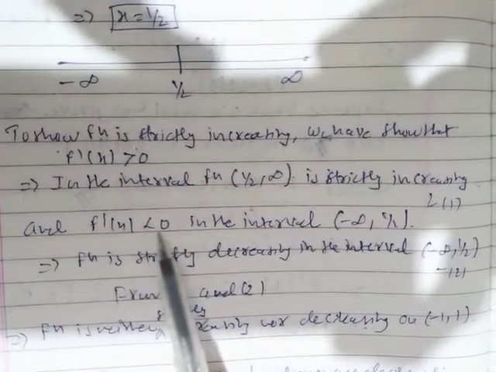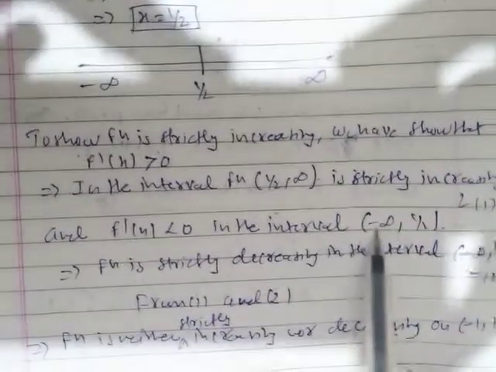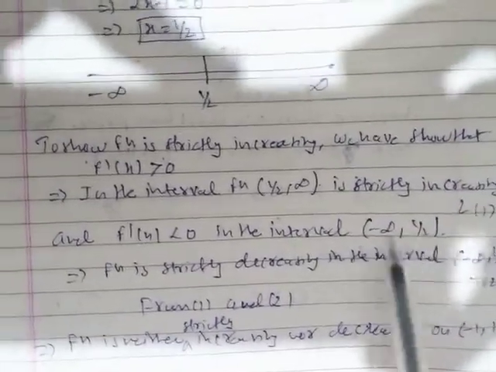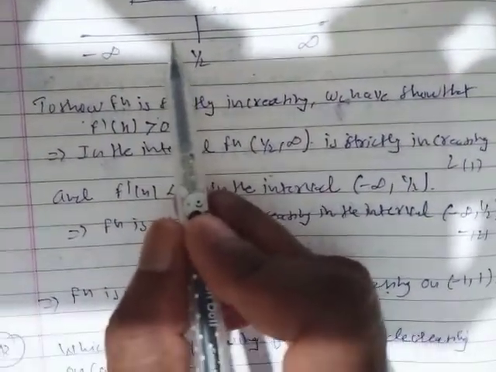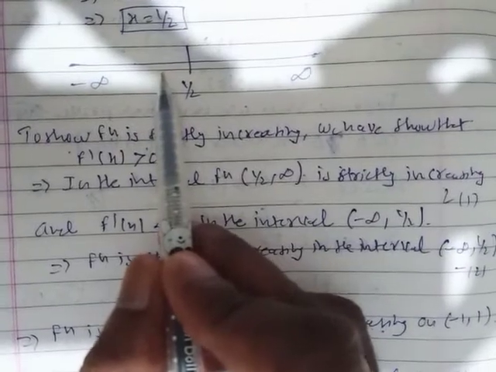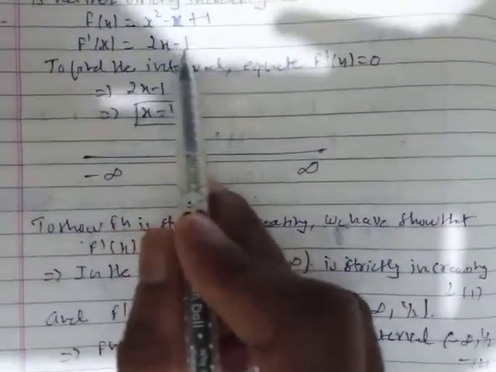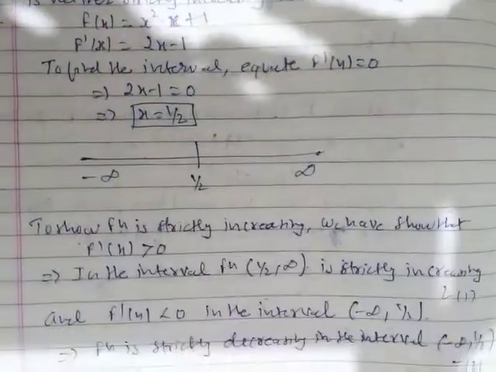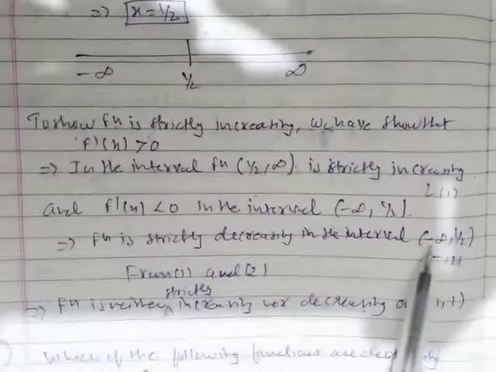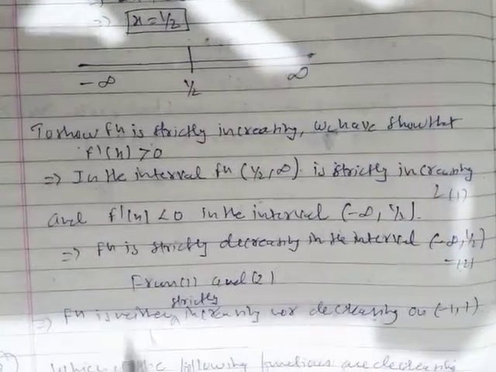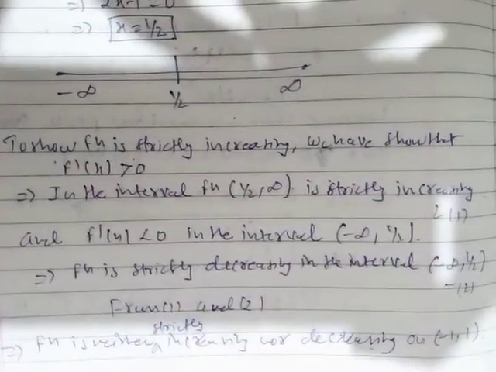And f dash of x is less than 0 in the interval minus infinity to half. So take a value less than that. Minus 1 you can take. If you take minus 1, what will you get? Minus 2 minus 1, which is minus 3, which is less than 0. So the function is strictly decreasing in the interval minus infinity to half. So from the first and second, we can say the function is neither strictly increasing nor decreasing in the interval minus 1 to 1.